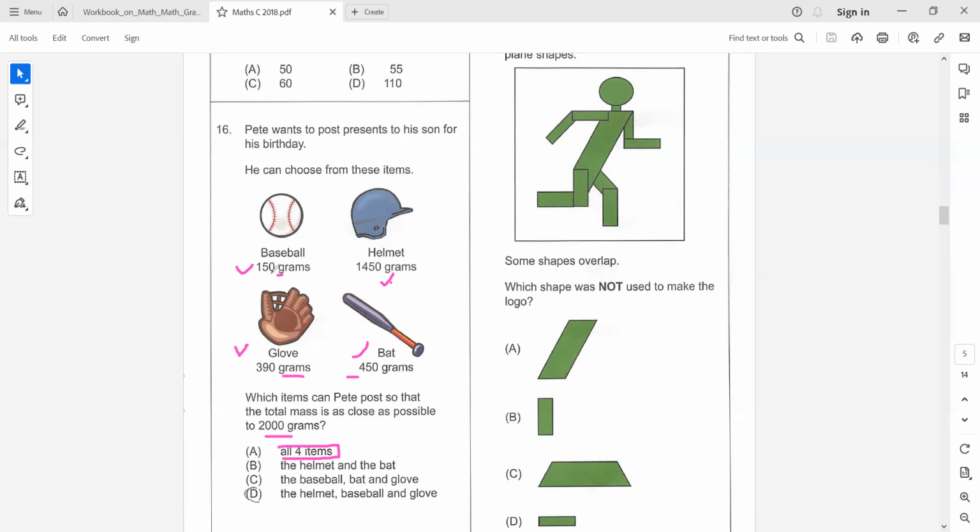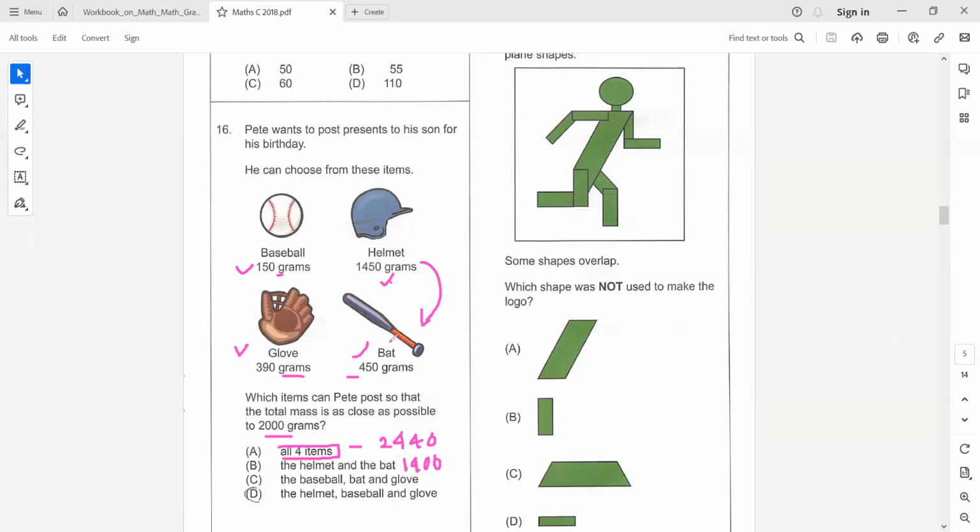If you add 150 to 1400, 1600, 2050, 2050 plus another 390, that is roughly 2440, similar. I just counted close by. Helmet and bat, that is 1900 grams.